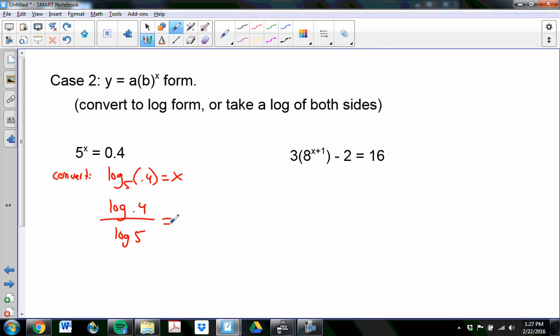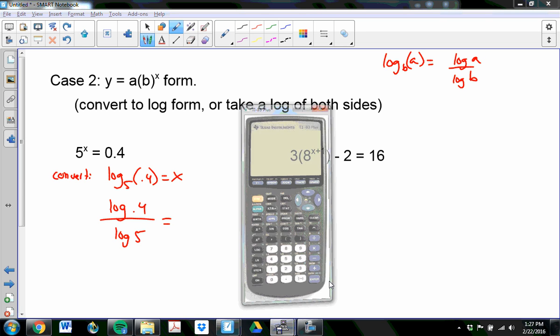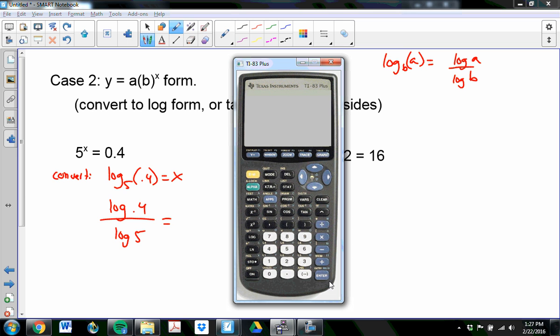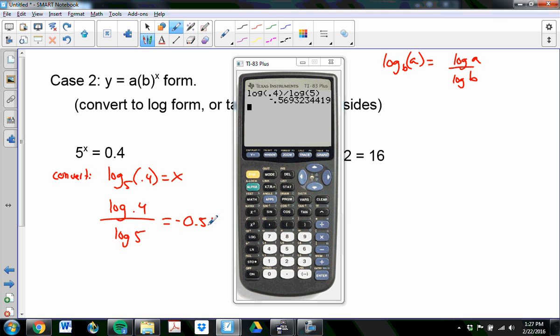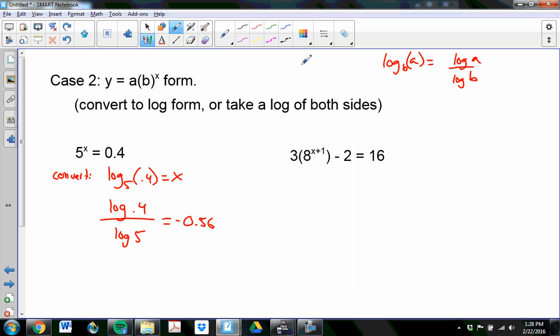Remember, the change of base formula said this: log base b of a is equal to log a divided by log b. And what's nice about this is it's in base 10. I had a base 5 logarithm originally, but now I can do it in base 10, log 0.4 divided by log 5. And we get negative 0.56. And I can check that. If I do 5 to the previous answer, I get out 0.4. So 5 to the negative 0.56932 is 0.4.